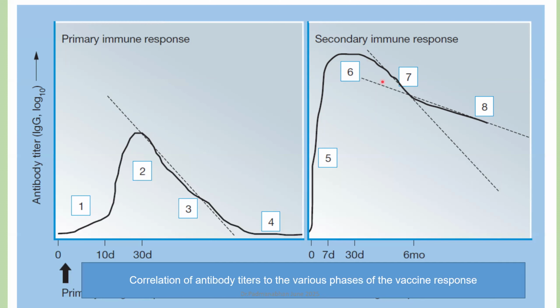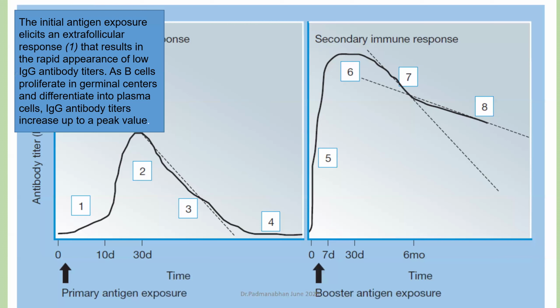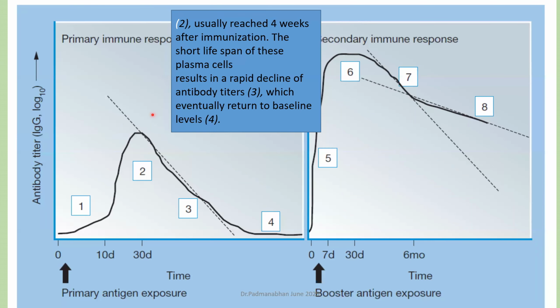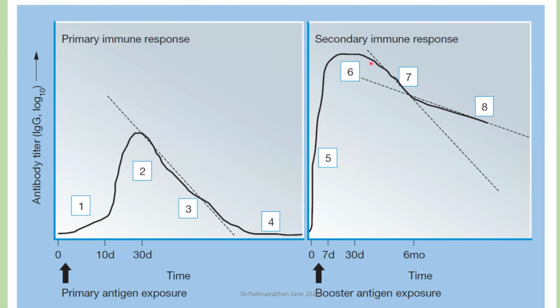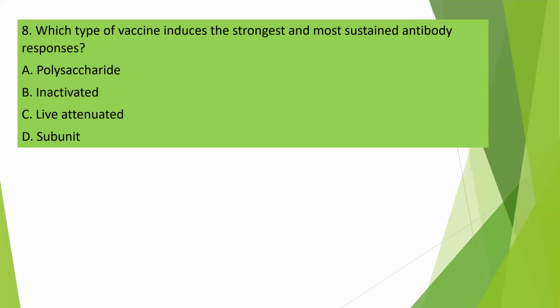This is called the correlation of antibody to various phases of the vaccine response. It is better that you know it well. We will come to this again and again, because questions will come; this is one of the fundamental bases of the immunology of immunization: the days, the time, the primary being IgM, the secondary being IgG, and so on. Now we will come back to the next question.